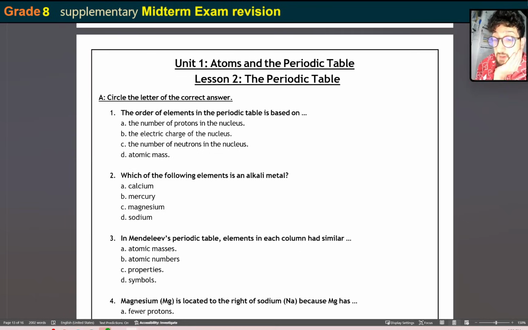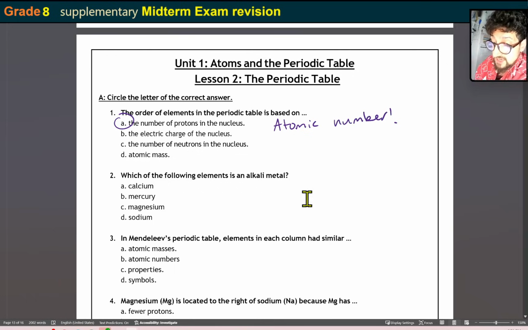Okay. So we're doing Unit 1, Atoms and the Periodic Table, which is Lesson 2. And the periodic table, right? So the order of elements in the periodic table is based on what? It's based on the atomic number, or the number of protons. So the number of protons is also known as the atomic number.